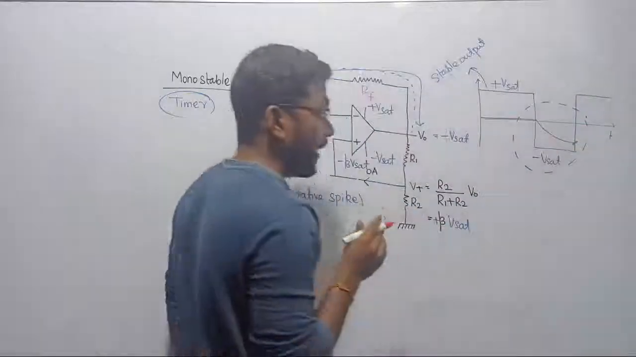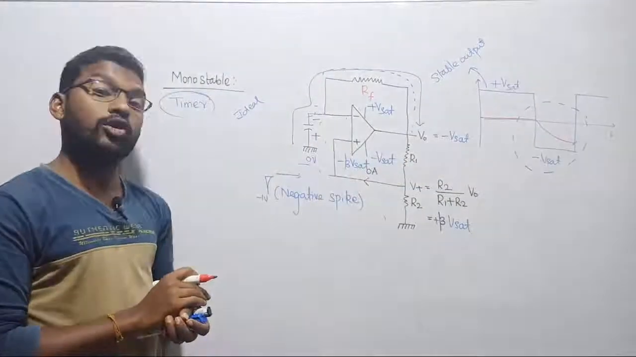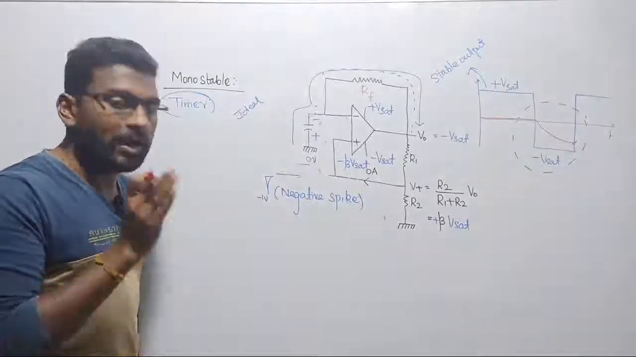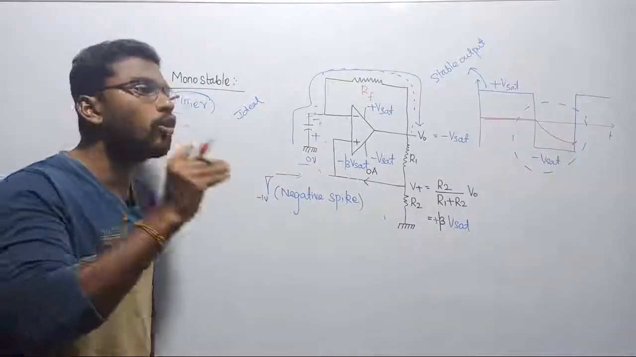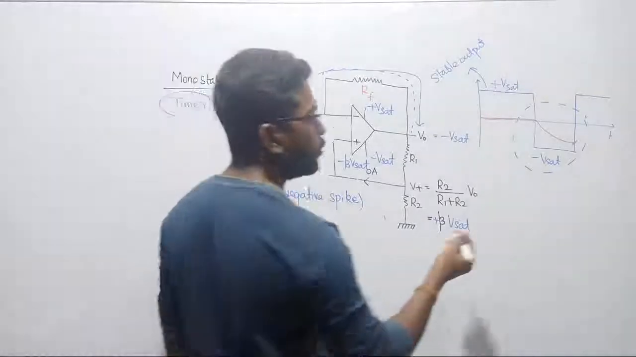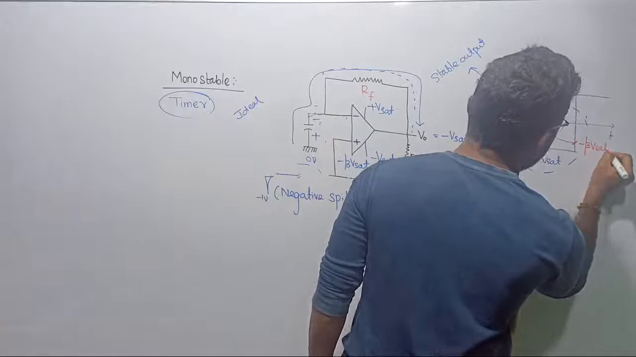We know the capacitor can charge up to the final value of minus Vsat. It can go, right? Whereas the final value of the capacitor is minus Vsat only, but we are not allowing the capacitor to go up to the final value. Your capacitor voltage will be restricted up to minus beta times Vsat only. Why, sir? Why? Actually, what will happen?